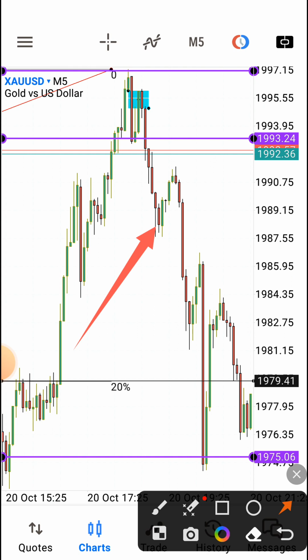And that fair value gap is going to be formed close to a swing point. See, we have a swing point here. Let me show you. See this? A swing high. Let me show you from this side. See this point here? This is a swing high. The point where it's curving. At this point here, we have a swing high below.